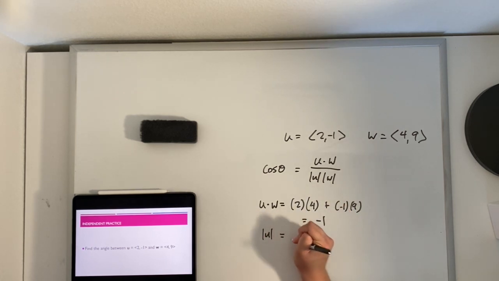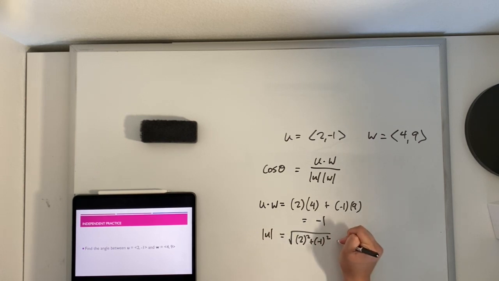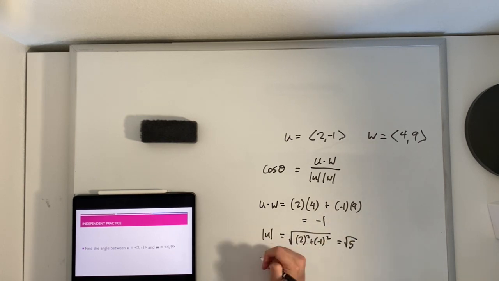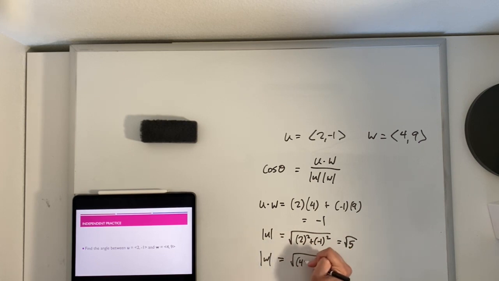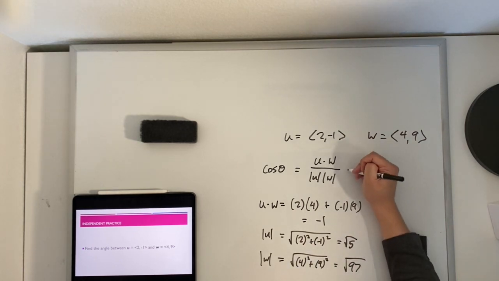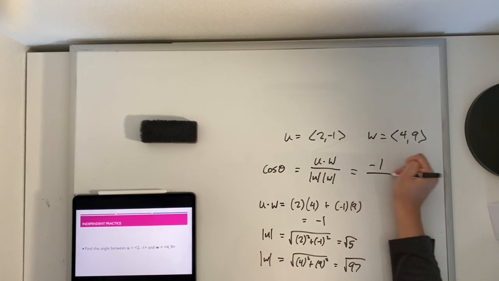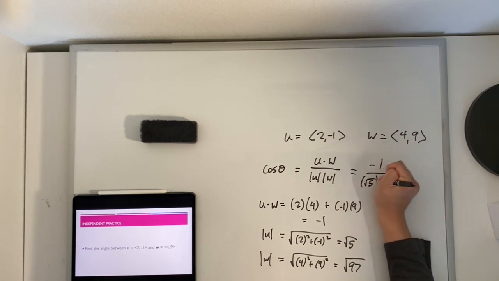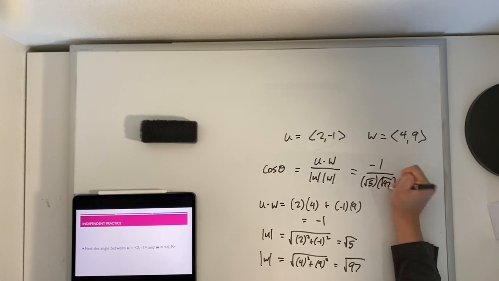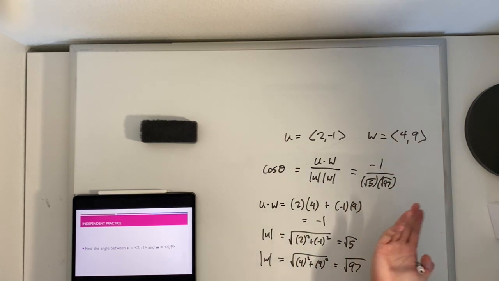The magnitude of vector u is the square root of 2 squared plus negative 1 squared, or the square root of 5. The magnitude of vector w is the square root of 4 squared plus 9 squared, which is the square root of 97. So plugging all of this into our formula, negative 1 over the square root of 5 times the square root of 97. You can combine this if you want into a single radical. We're multiplying it all together anyway.